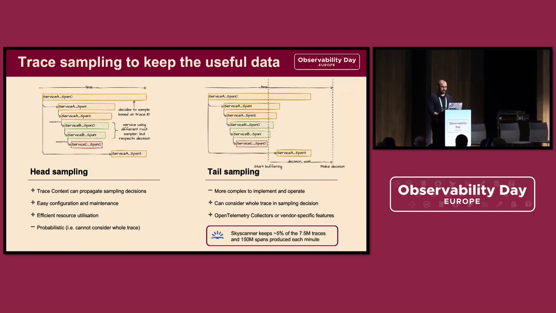And using tail sampling, at Skyscanner, we tend to keep around 5% of all the millions of spans and traces that we produce every minute, which is quite powerful. We've seen teams move from very verbose logging, and then turn off that verbose logging, move to tracing with tail sampling, and then save about 80 to 90% of the telemetry costs.